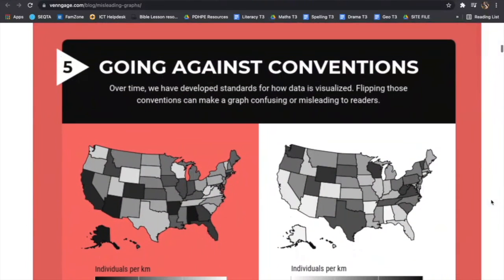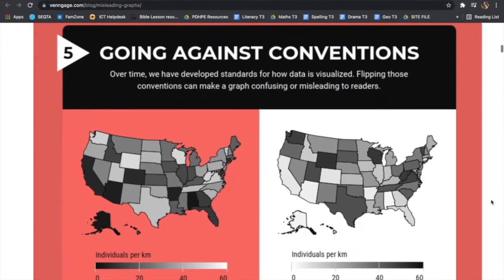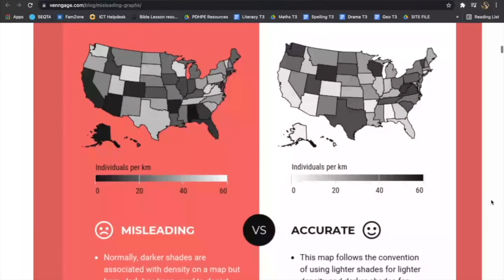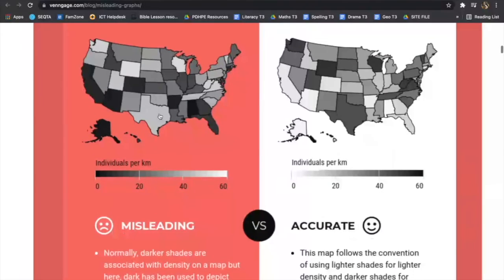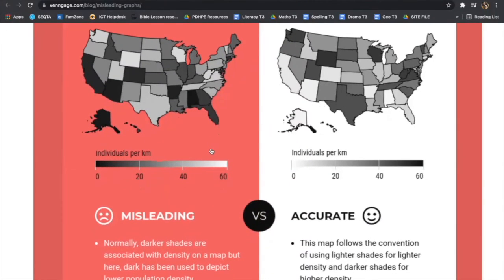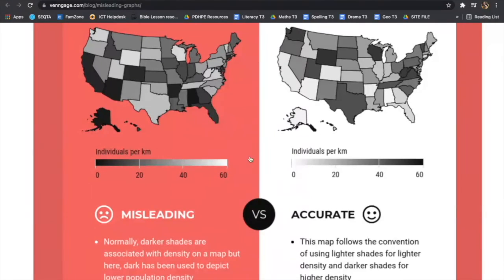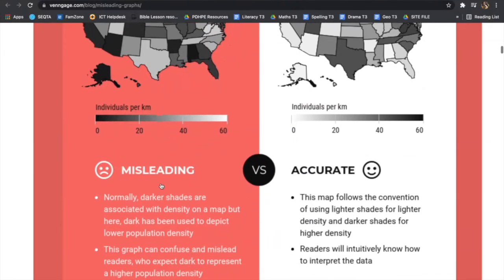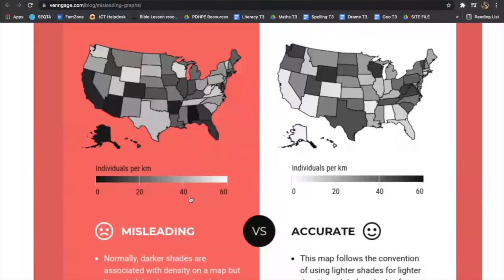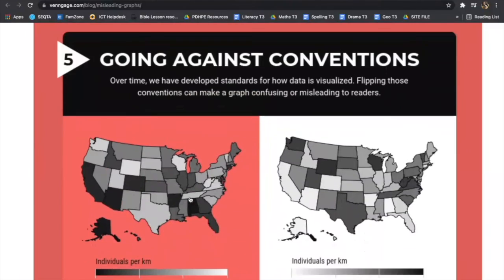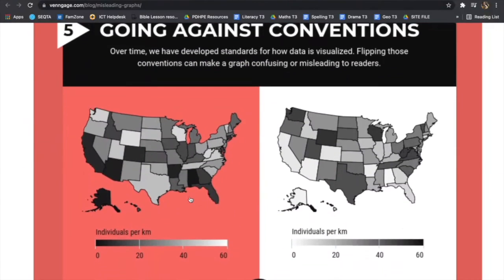And finally, we have going against conventions. Let's have a look at two examples. Now, they're showing a map of America and the different states, and they're both showing population density, which is how many people are in one area, how squished in they are, really, individuals per kilometer square. So normally, darker shades on a map are associated with larger density. And we know this. This is something that we call a convention. Darker shades equals more percentage of something.